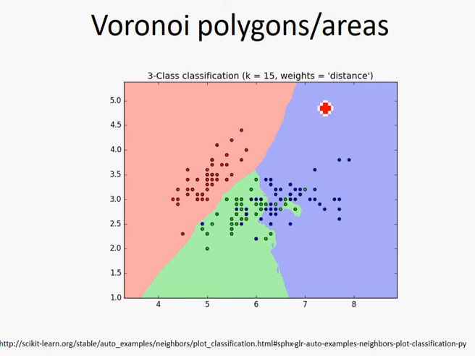This particular example, because we have a lot more training points, we have been using k equals 15 for our number of nearest neighbors to use. We have 3 different classes, and remember, you can use different distance measurements.